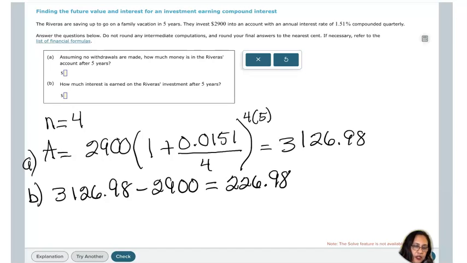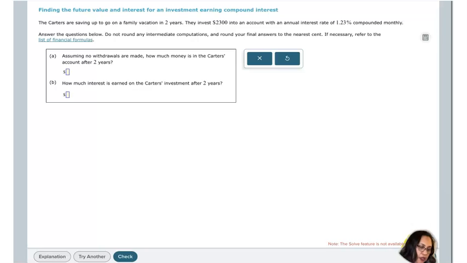And then moving right along to the last one. The Carters are saving up to go on a family vacation in 2 years. They invest $2,300 into an account with an annual interest rate of 1.23% compounded monthly. So hopefully at this point, you notice that pretty much you do all of these problems the same, except the N changes. So you should have an intuition about that. Again, the number of times that this interest rate is applied, which is compounded monthly, is really good. That's how most of our bank accounts are.